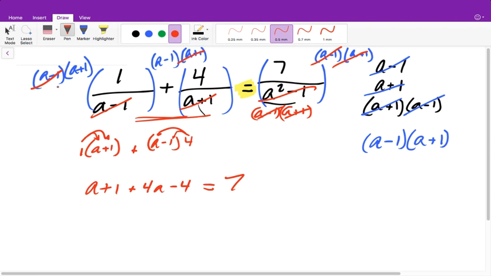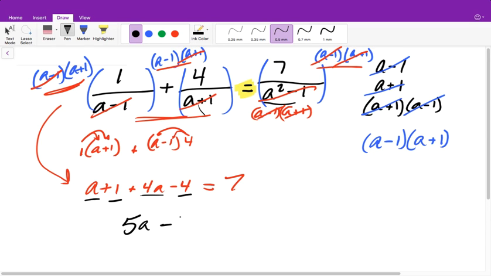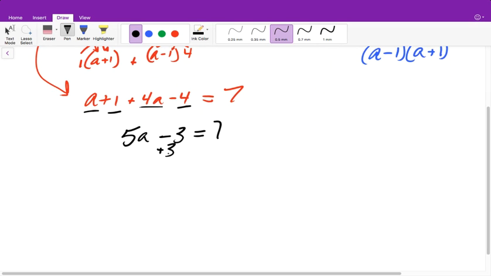Now, by multiplying by our least common multiple, it clears our fractions out. We no longer have a fraction that we need to solve for. And it's much easier to solve when it's in this form than when it was in our original. And now we just solve this basic linear equation. So 4a plus a is 5a. 1 minus 4 is minus 3. Then we will add over the 3. So we have 5a is equal to 10. And then we divide each side by 5. A is then equal to 2.